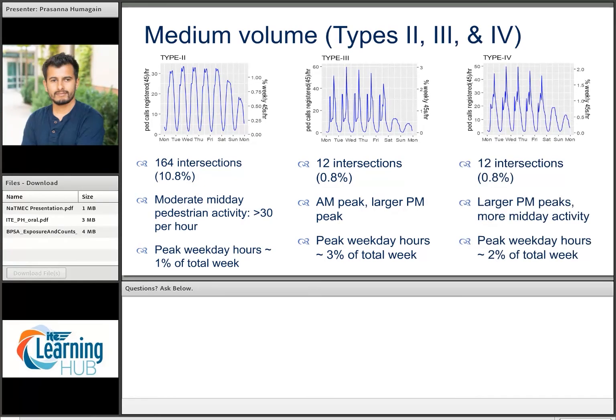The other category in this medium volume is type 4, where only 12 intersections were present, and this also shows larger PM peaks, but uniform pedestrian activity from AM to PM. And the peak weekday hours also constituted about 2% of total weekly activity.